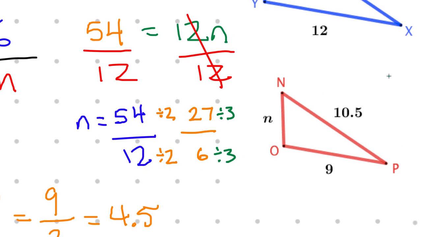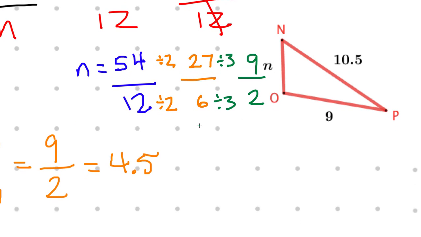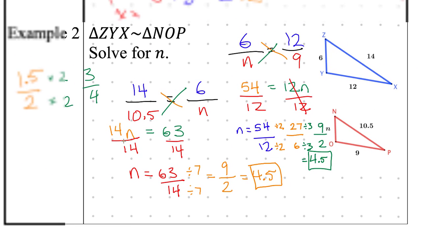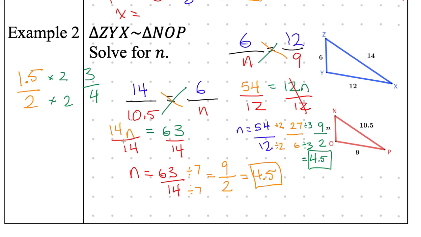And my new fraction, my final answer, well, not final answer, I don't think. Or is it? So 27 divided by 3 is 9. And then 6 divided by 3 is 2. And then look, 9 halves, 9 halves. We get the same answer. The full answer here is 4.5. So 4.5 is the answer. We got it 2 different ways. Zoom back out here. So that means n is 4.5.